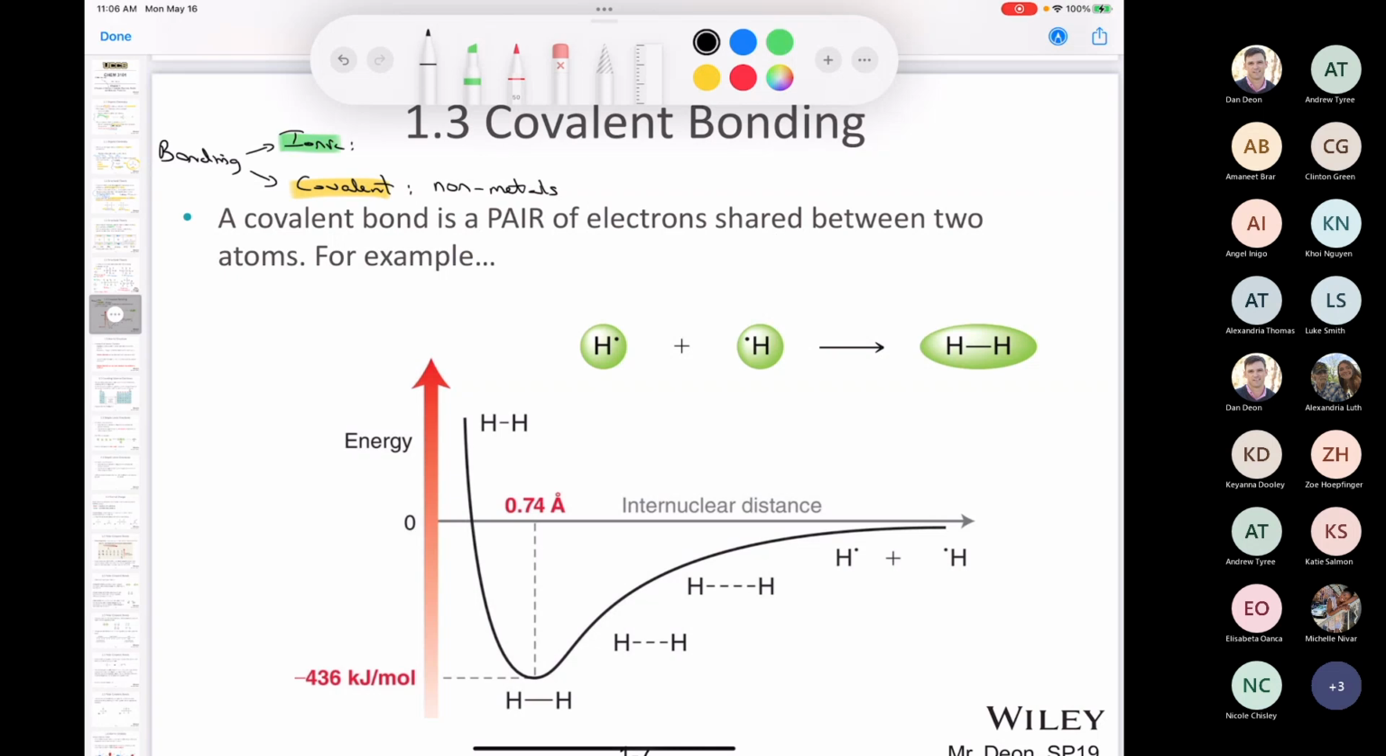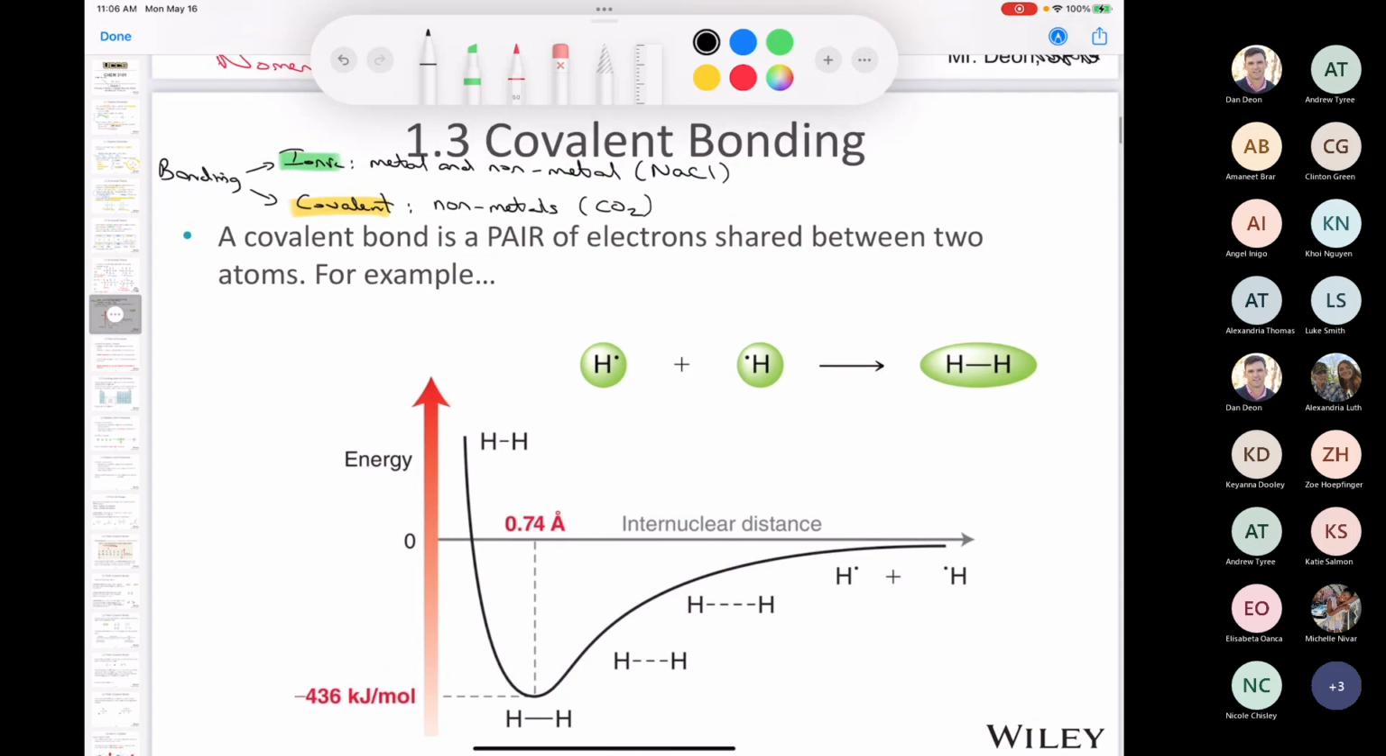Ionic bonding is what occurs between a metal and a non-metal. An example of an ionic compound would be something like sodium chloride, whereas a covalent compound would be something like CO2. Because sodium is a metal, chlorine is a non-metal, that makes it an ionic compound, whereas carbon dioxide is made from carbon and oxygen, both of which are in the P block. They're both non-metals, and therefore make a covalent compound.